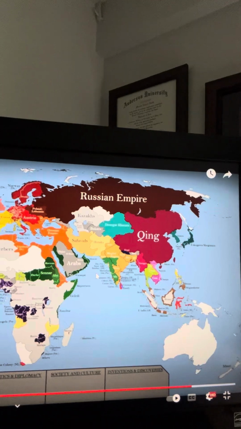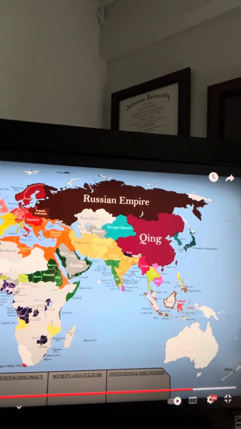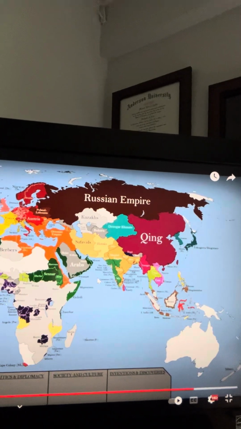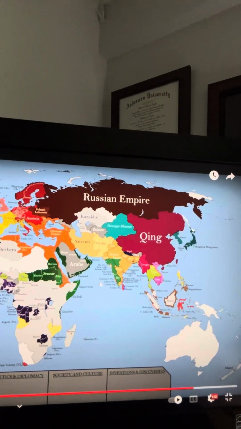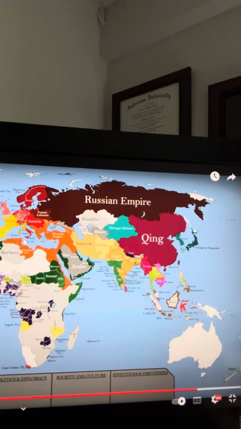But all of these will remain very strong empires until something very unexpected happens. And that unexpected thing is going to be the rise of European power.